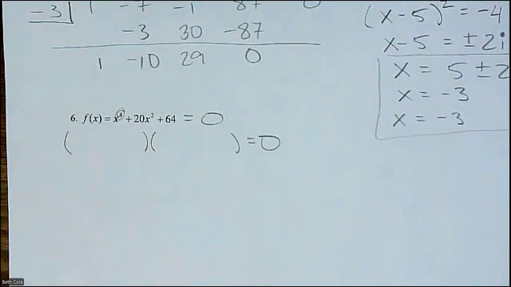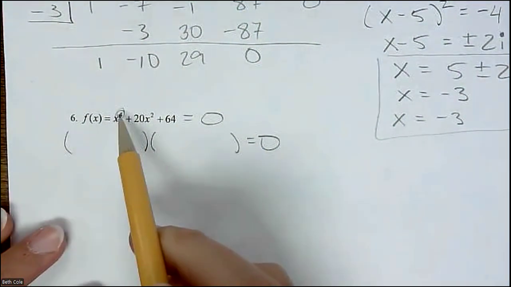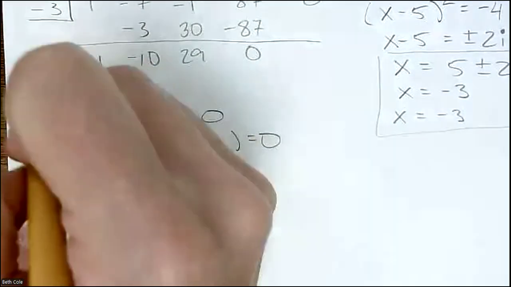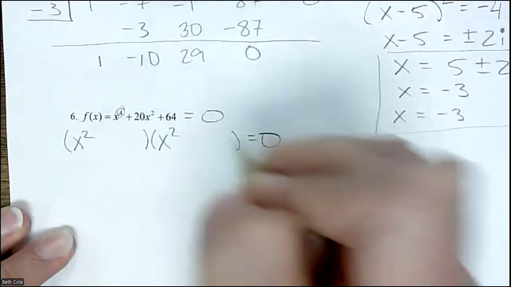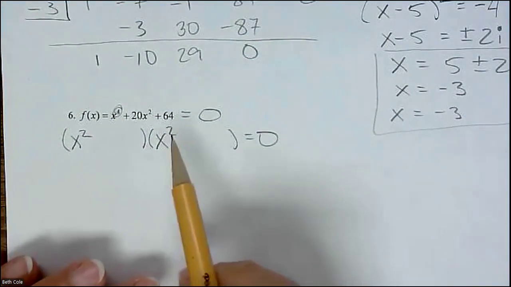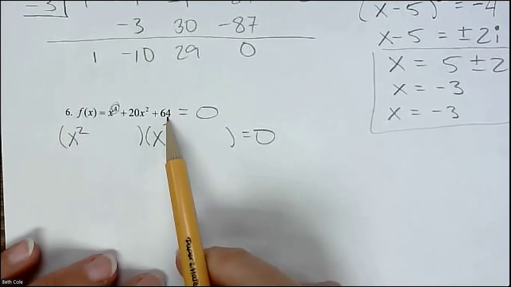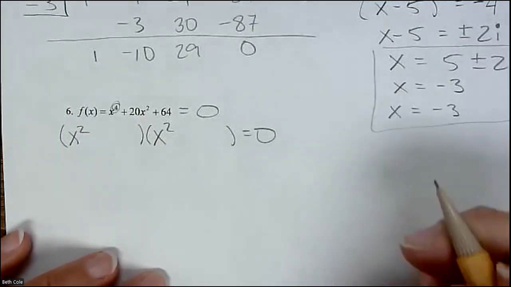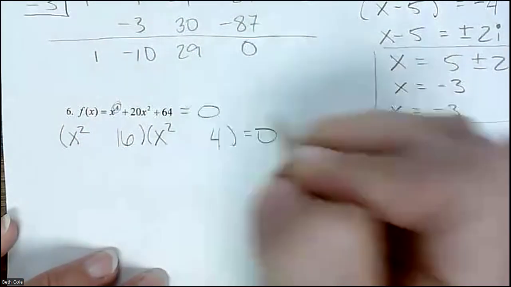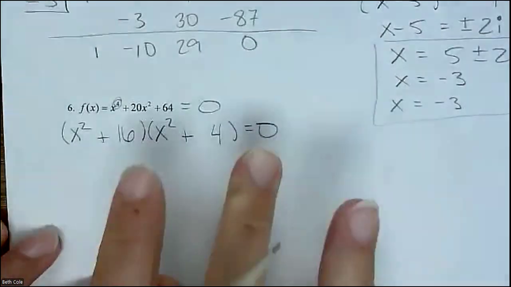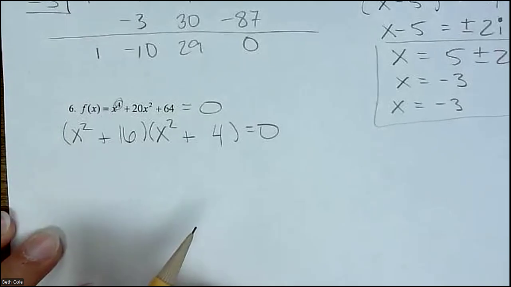So we're going to split it apart. Now, typically there's an x squared here and you split it x and x. Since it's an x to the fourth, it's going to be x squared and x squared. And then we need to split up 64. So I need numbers that multiply to be 64 and add up to be 20. So that would be 16 times 4. They'll both be positive. And then we're just going to set each of these equal to 0.